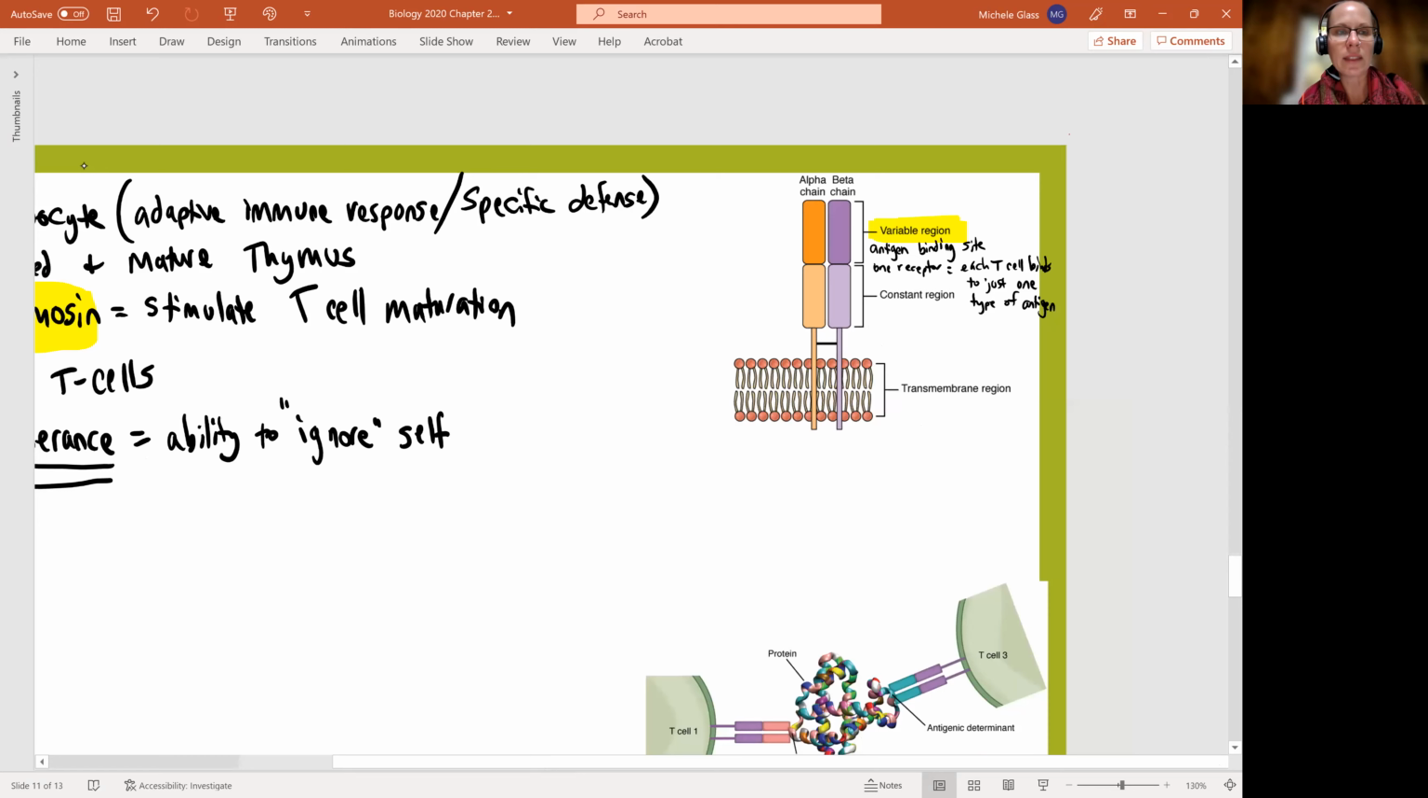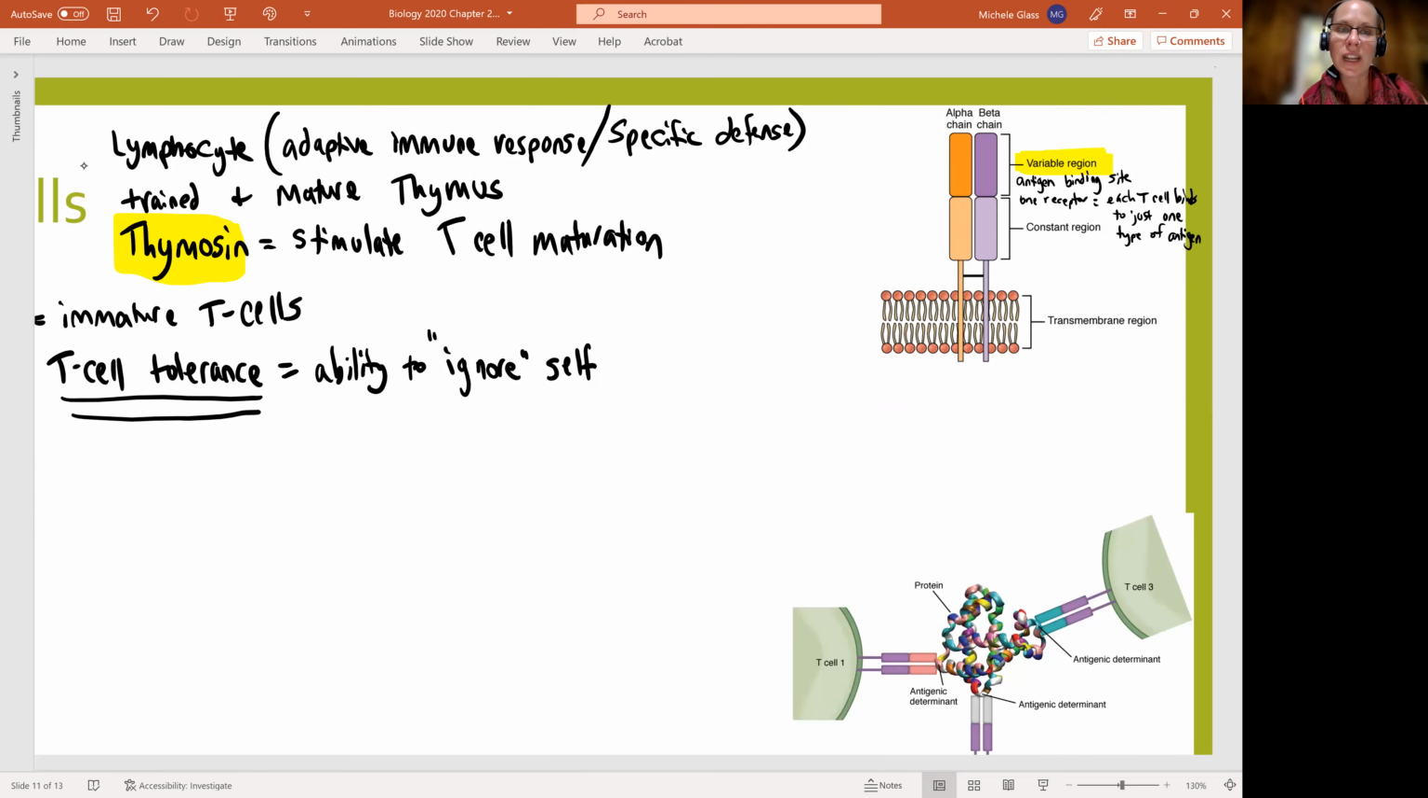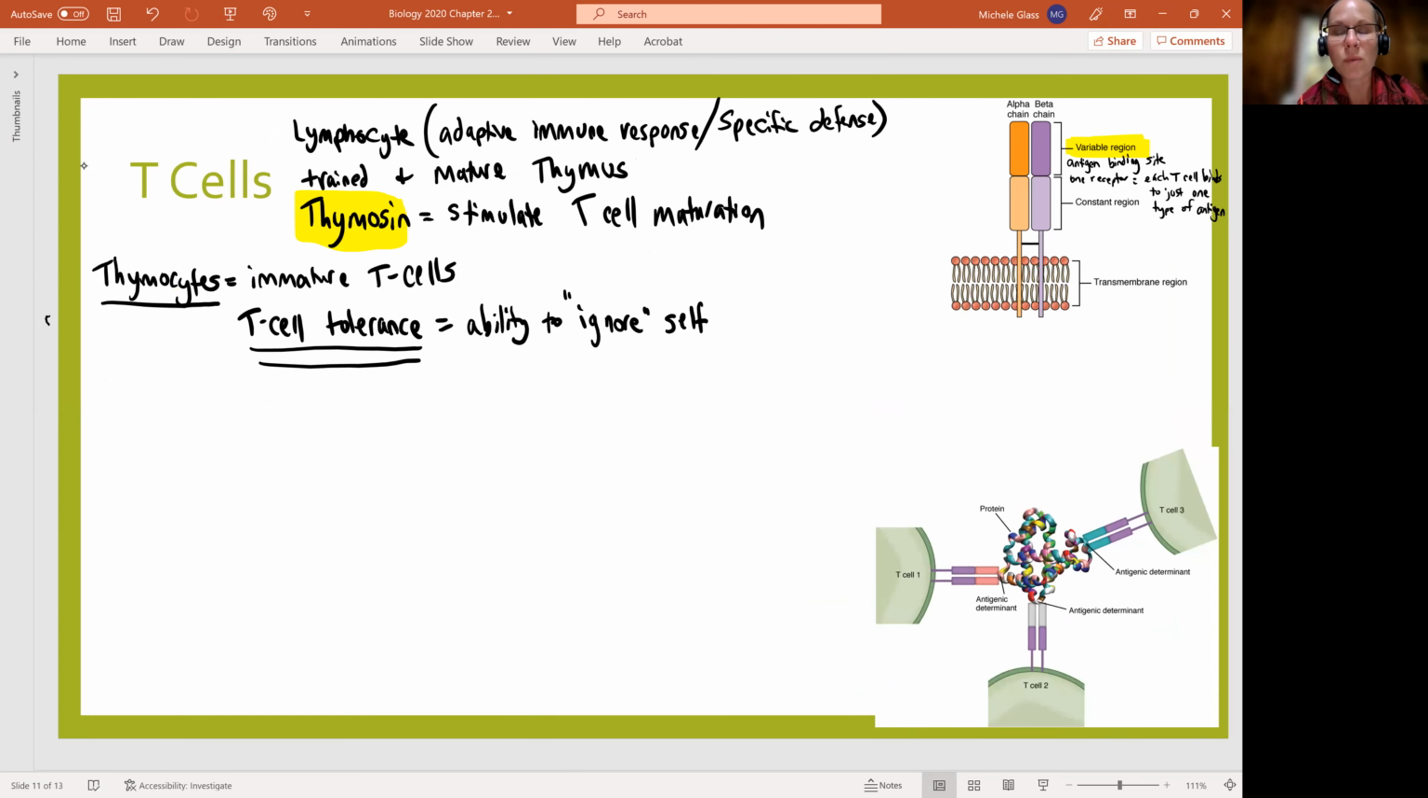When we look at the thymocyte training process, again, what we'll see is in the thymus, these cells are going through a process where they have the opportunity to recognize and bind to different types of protein markers. And if their variable region, if their antigen binding site recognizes and binds to one of your cells, that thymocyte will be destroyed because we don't want them out roaming the body, potentially targeting our particular cells.